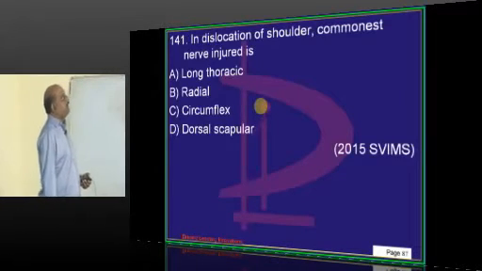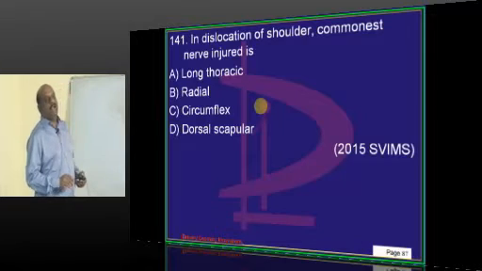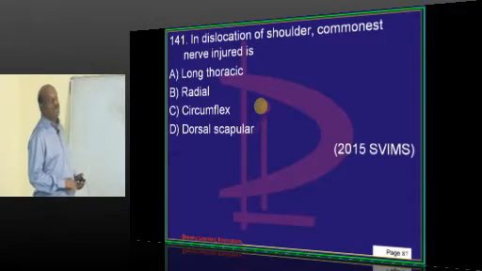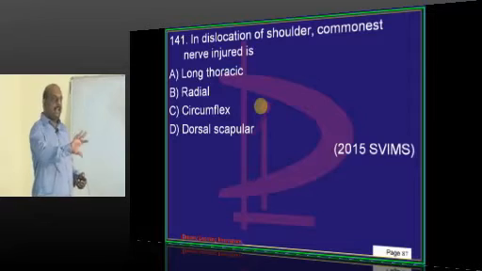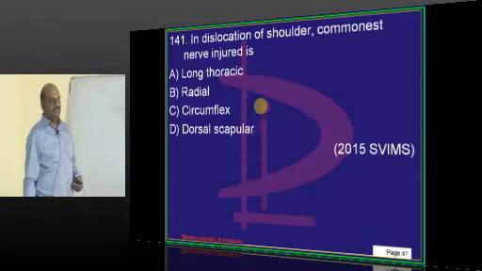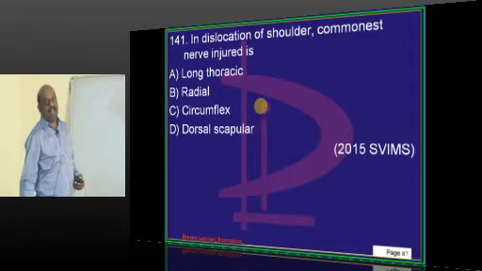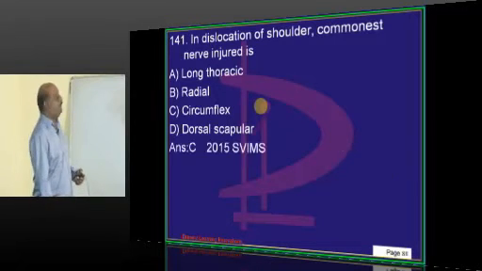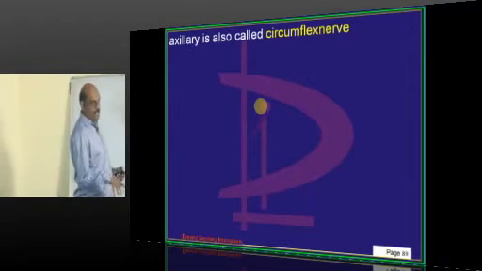Then commonest nerve injured क्या होता है? Which one? Circumflex. Circumflex is the other name for axillary nerve. Axillary nerve is most common. If you don't know, axillary nerve is also called circumflex, दिक्कत हो जाएगा.